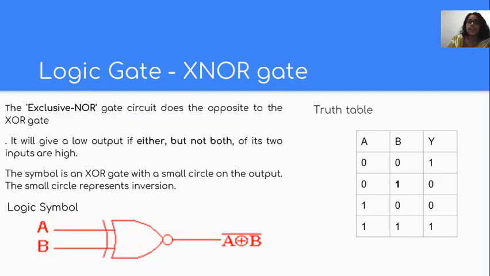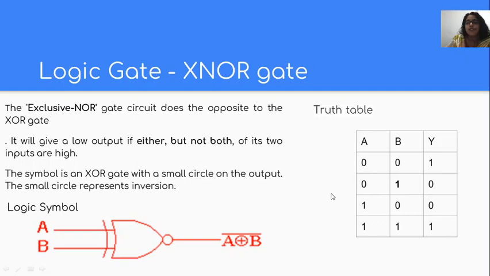So the next gate is XNOR gate. So what is XNOR gate? Exclusive NOR gate. Just look at the logic symbol. XOR gate that we discussed on the last slide, followed by a bubble. So the inputs, A, B, output will be A exclusive OR bar. So the truth table will be the inversion of XOR gate.